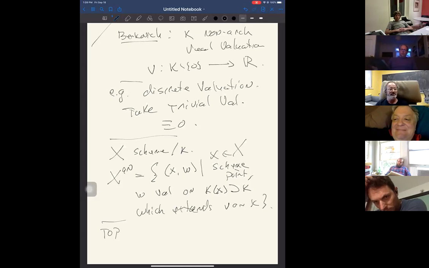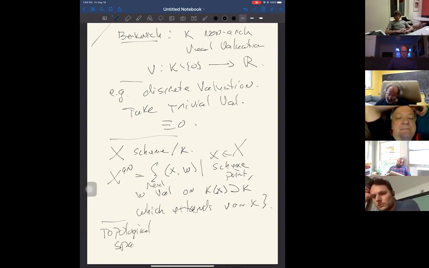Go ahead. I think valuation in R or something like that. Yeah. Oh, sorry. Real valuation. w is a real valuation. Yeah, these are real valued valuations. Now this is naturally a topological space. I won't say the topology, but in 5 seconds you could guess what it is. But it's much more. It actually has a sheaf of analytic functions on it.